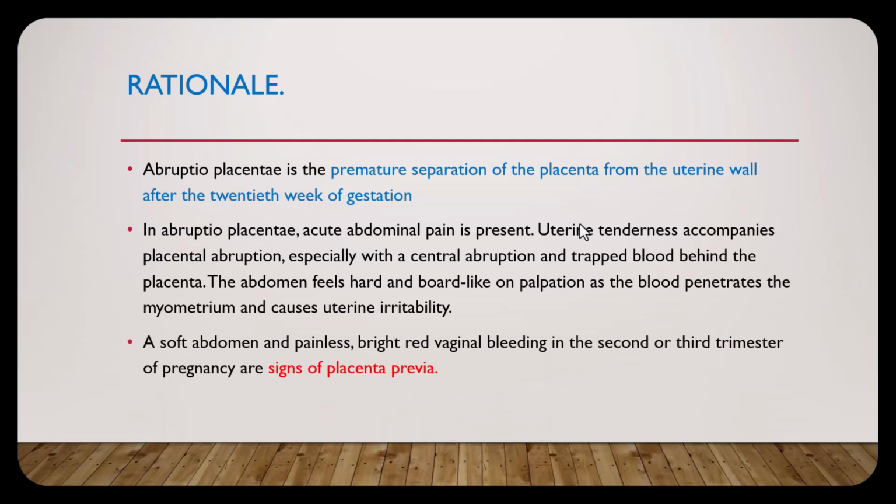The abdomen feels hard and board-like on palpation as the blood penetrates the myometrium and causes uterine irritability. A soft abdomen and painless, bright red vaginal bleeding in the second or third trimester of pregnancy are signs of placenta previa.